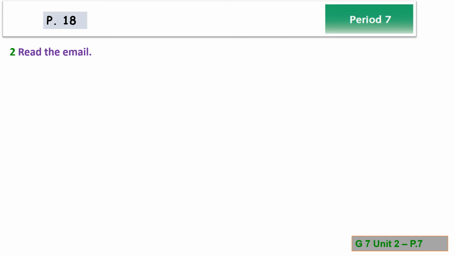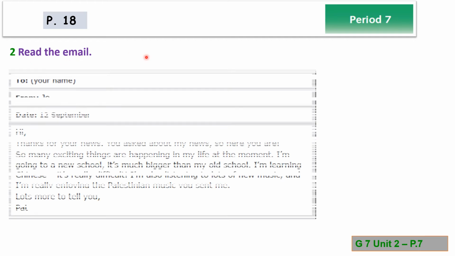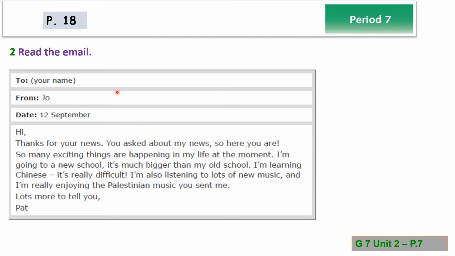Exercise 2, page 18. Read the email. Here we have an email, and these are its parts. The first part, To, is for the receiver of the email. From Joe, for example, is the sender of the email. And the date, it's clear, of course, 12th of September. And here is the main body, the passage or the text of the email.